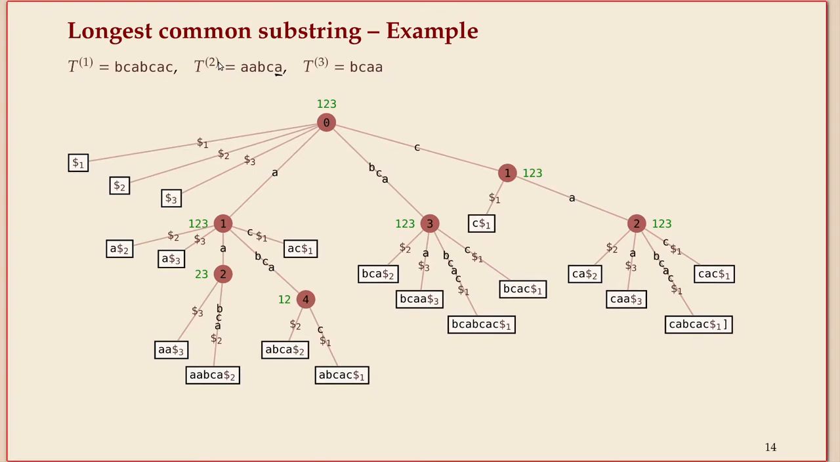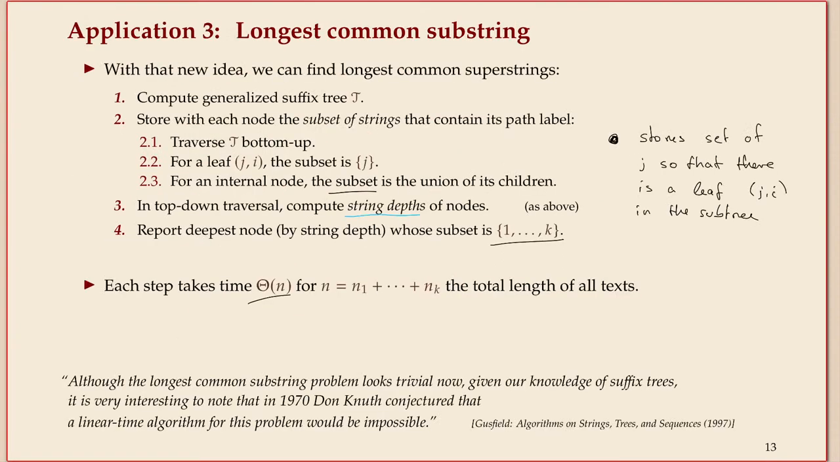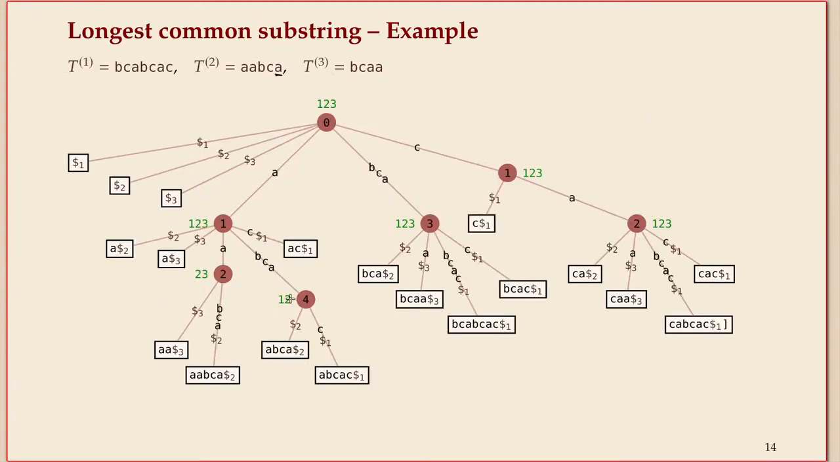Okay, and similarly for all the others. And what you see in green, these are these subsets. So maybe make the entire thing green. The nodes store these subsets in green. That is simply what indices of dollars do I have below me. This node has only $2 and $1, so it stores 1, 2. This node has $2, $3, and $1, so it stores all three. And so on for all the others.